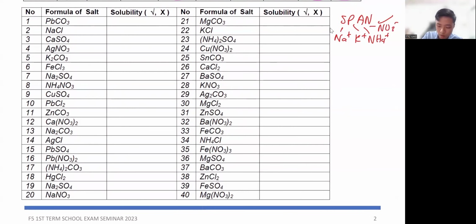So I need to highlight first. First of all, Na plus, K, NH4, NO3, nitrate. Time to find out all the spun salts first. I think I didn't miss anything. So you have to tick everything for this.